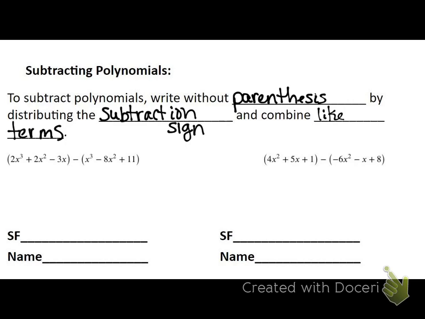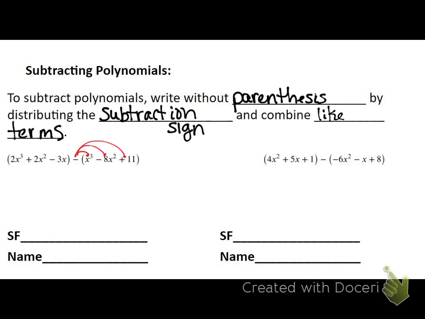Okay, so I'm going to drop my parentheses, but I'm also going to remember to distribute my subtraction sign to each term in my grouping. And I only distribute behind. I don't distribute in front and behind, just behind the subtraction sign.